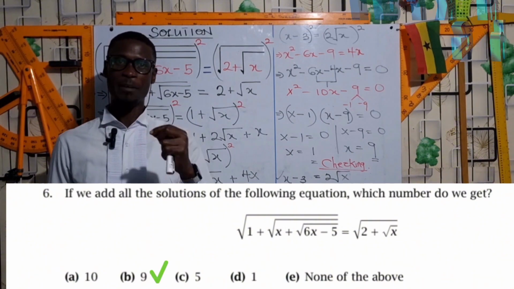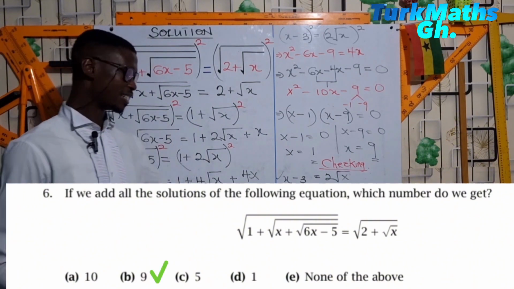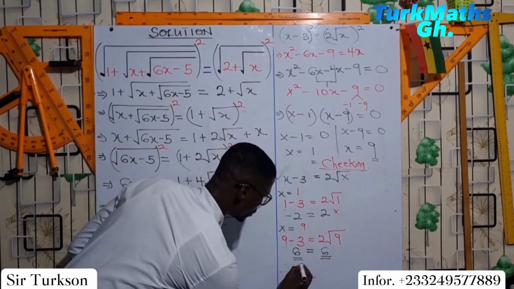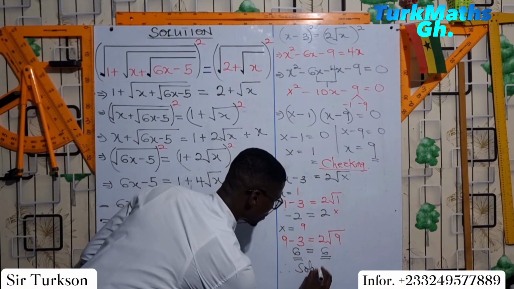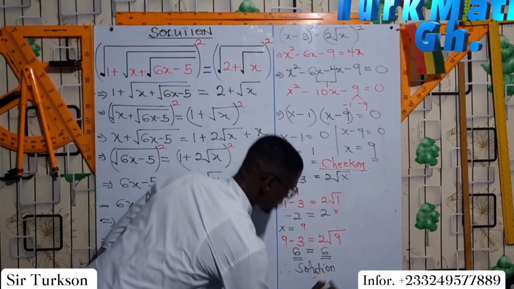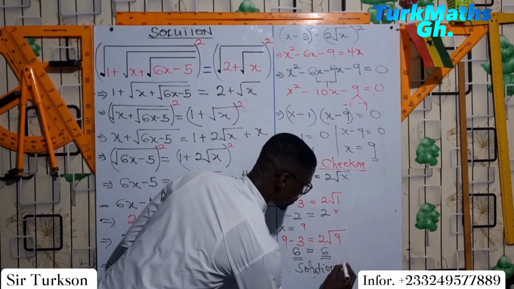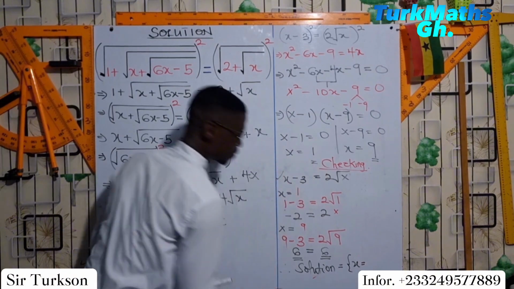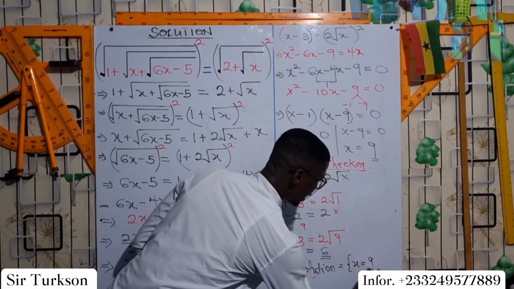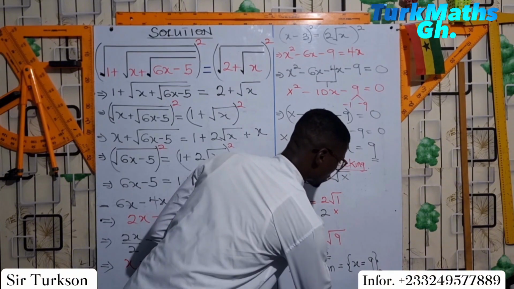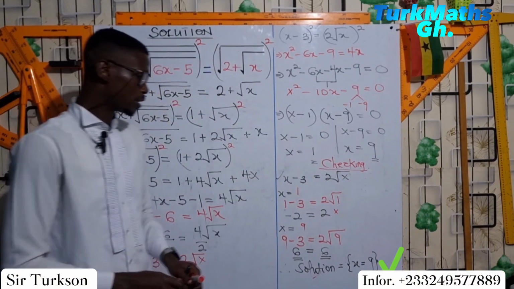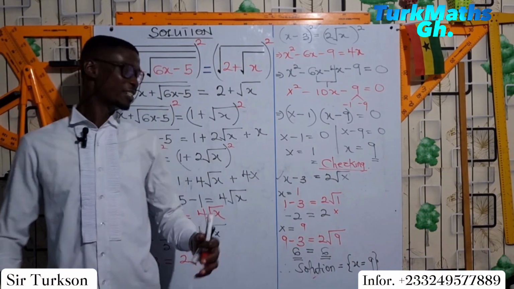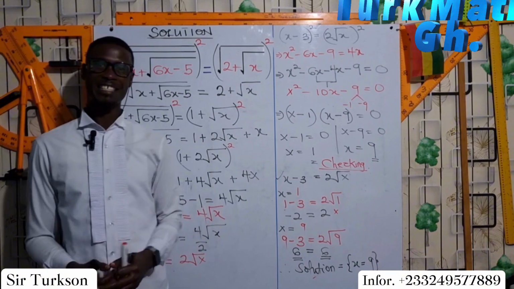So the number that we get is 9. So therefore the solution is x is equal to 9. So the answer is 9. Very simple. Test Maths lesson.